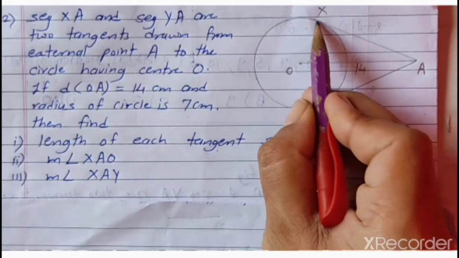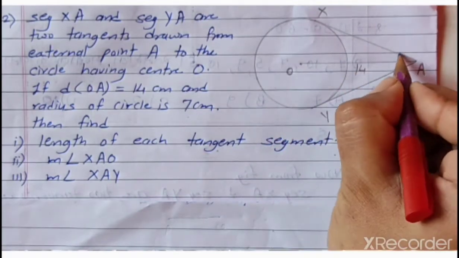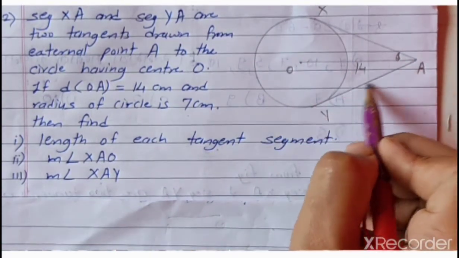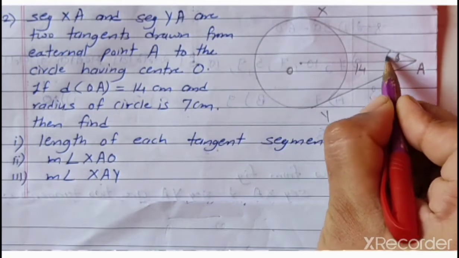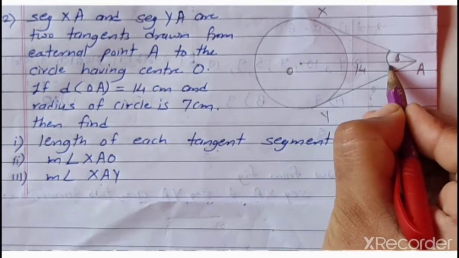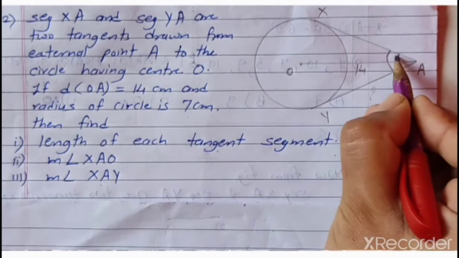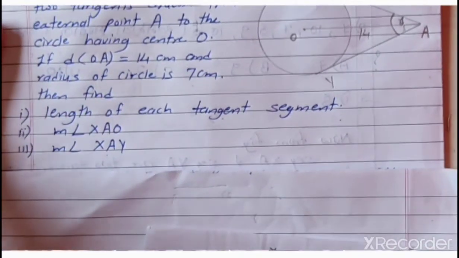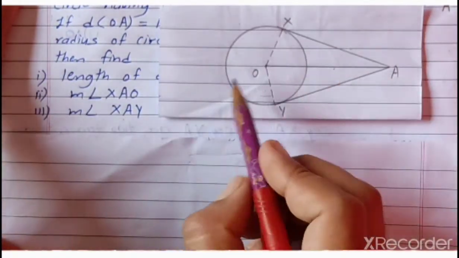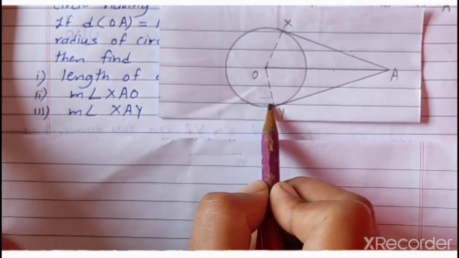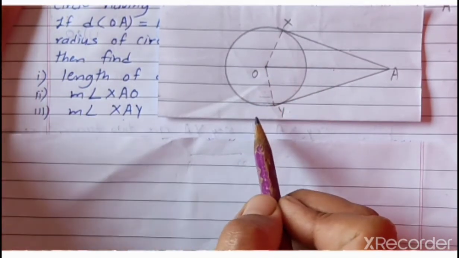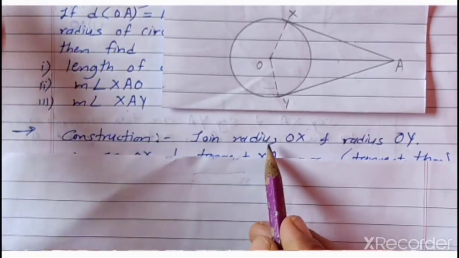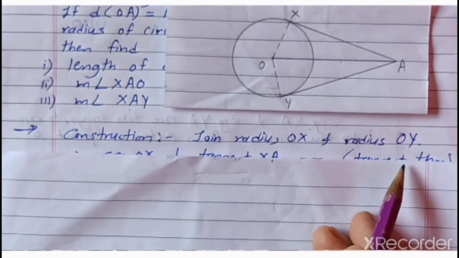Measure of angle XAO, this first angle, and second is the measure of major angle XAY, this bigger angle. So we will get this bigger angle by just adding these two angles. So let us find out first the value of these two angles. To solve this, we require one construction. Here I joined OX and OY, which are radii of the circle.